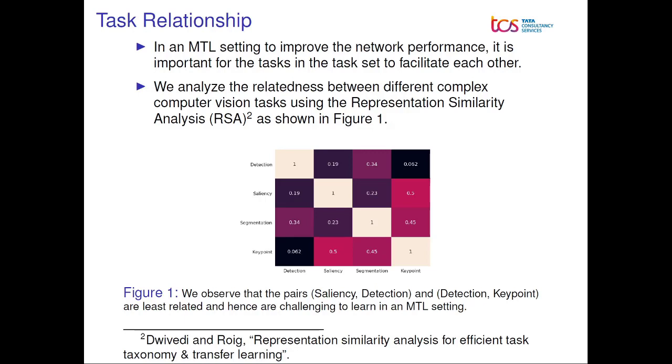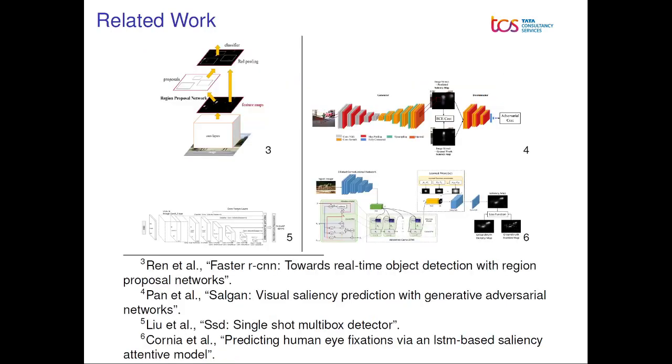In an MTL setting, to improve network performance, it is important that the tasks in the task set are closely related to one another. This relatedness can be measured using representation similarity analysis. From figure 1, we can see that the representation similarity analysis score for saliency estimation and object detection is quite low, making this a challenging task set to jointly optimize.